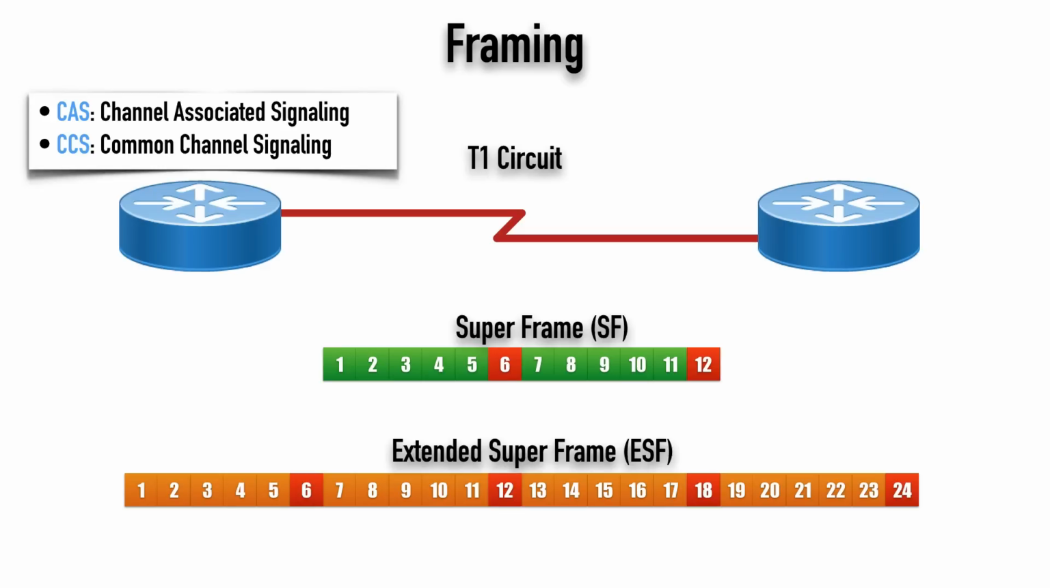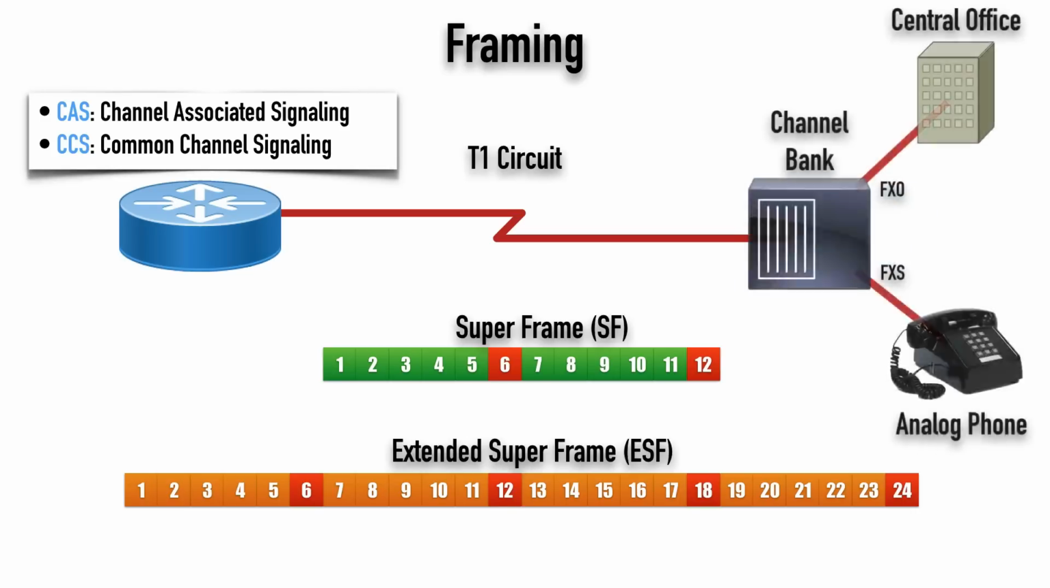Which begs the question, we're talking about on-hook conditions, off-hook conditions. How can I have an analog phone somehow set an A bit or a B bit? Well, there's another piece of equipment that we often have in a T1 environment. It's called a channel bank. Think of a router connecting into this device called a channel bank. Well, this channel bank is sort of a converter. It can convert between the digital world and the analog world.